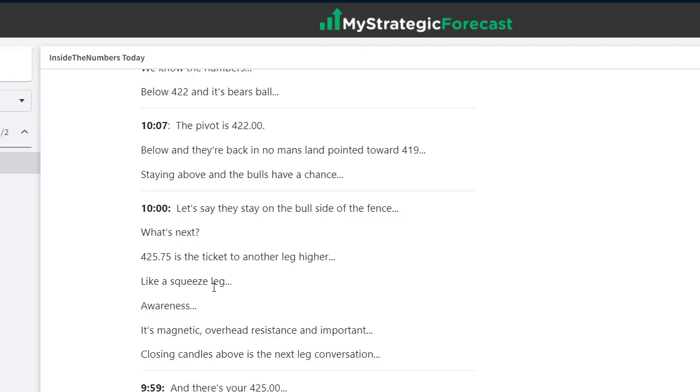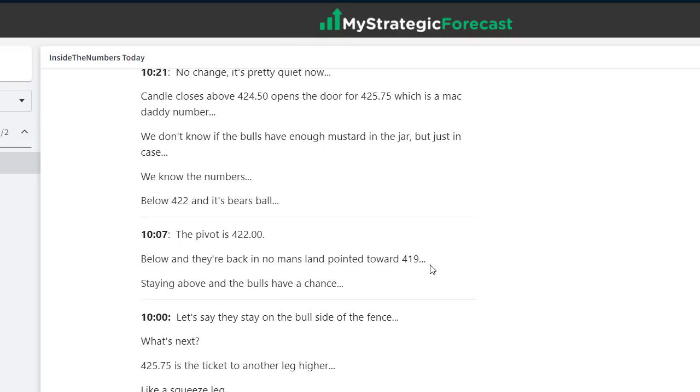425.75 is the ticket to another leg higher, like a squeeze leg. Awareness. It's magnetic, overhead resistance, and important. Closing candles above is the next leg conversation. So what I'm saying here in so many words is that's an important spot, don't you think?